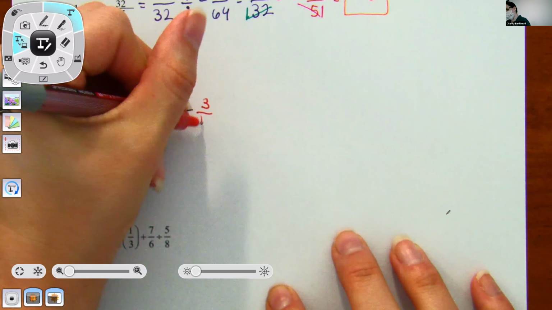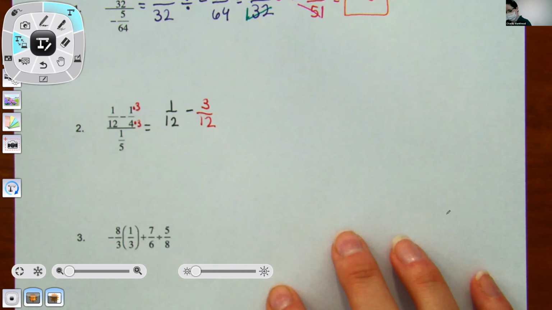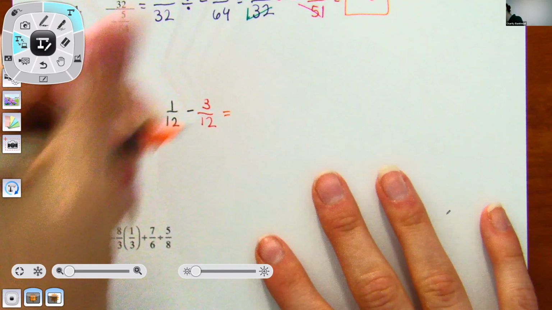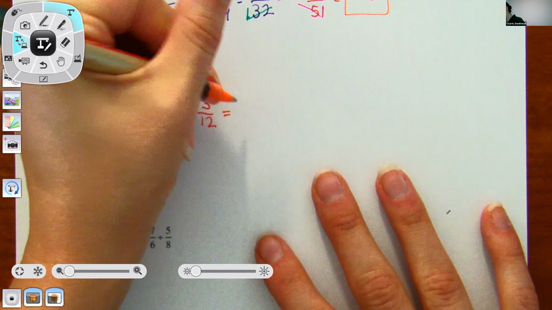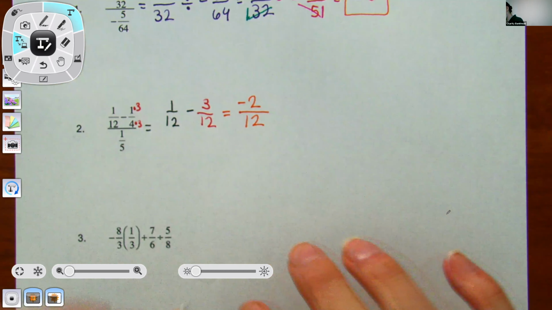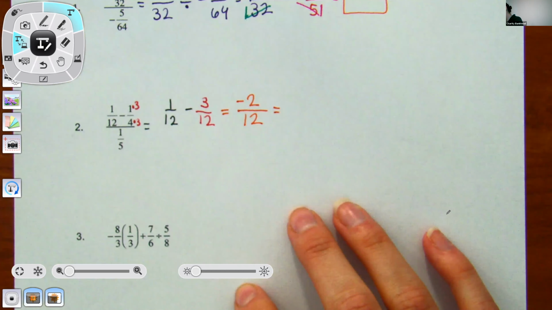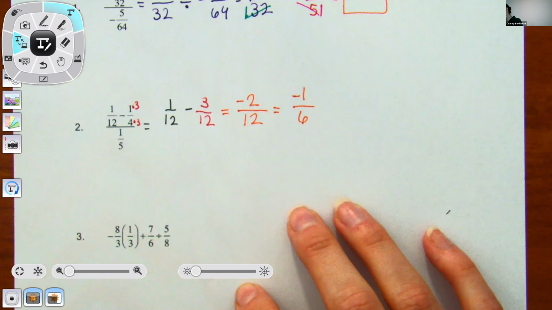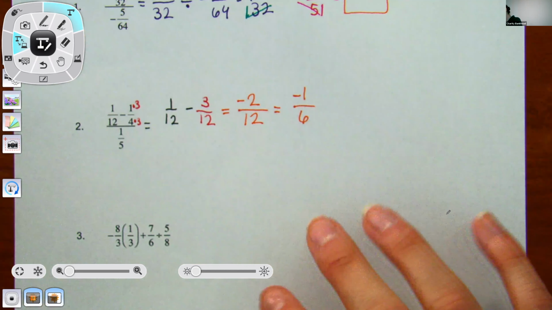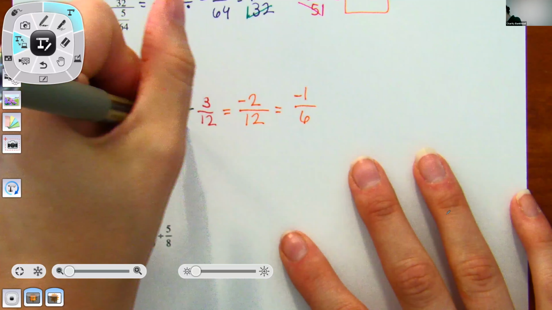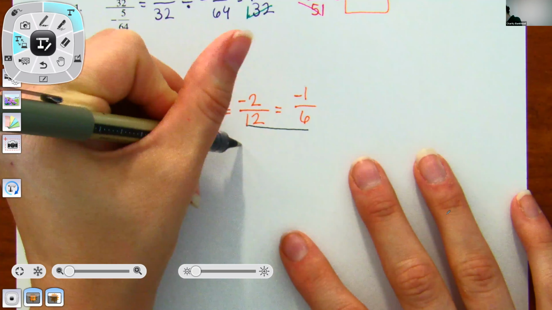All right, so 1/12 minus 3/12. So 1 minus 3 equals what? -2. So that makes it -2/12. And then we could reduce that because 2 goes into 2 1 time and 2 goes into 12 6 times. So we can reduce that to -1/6. And just bring this 1/5 over.